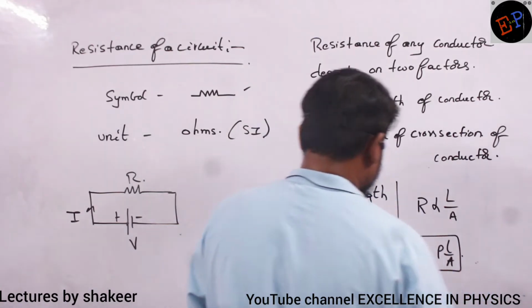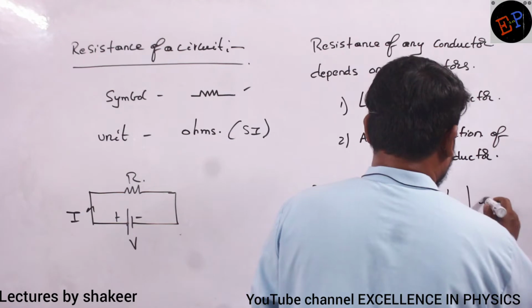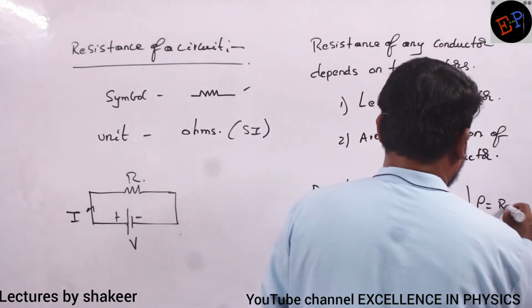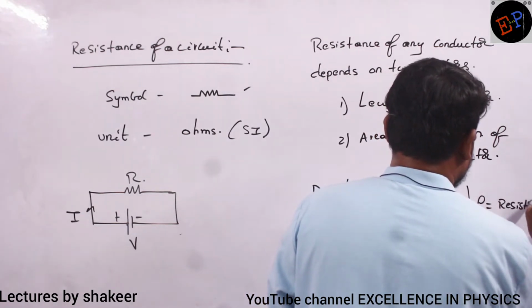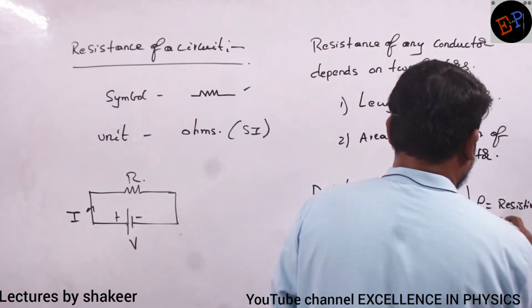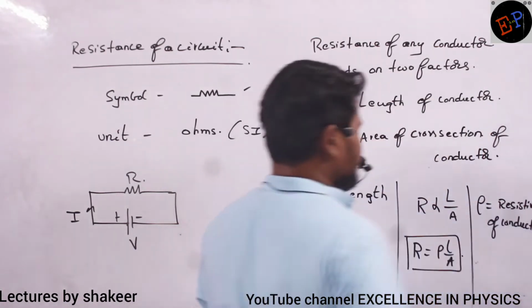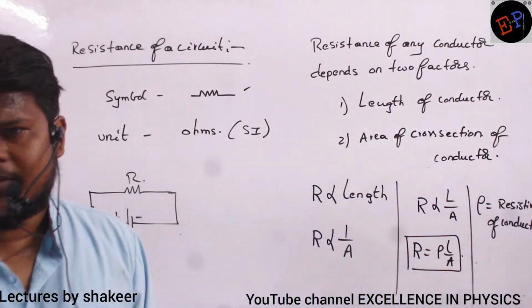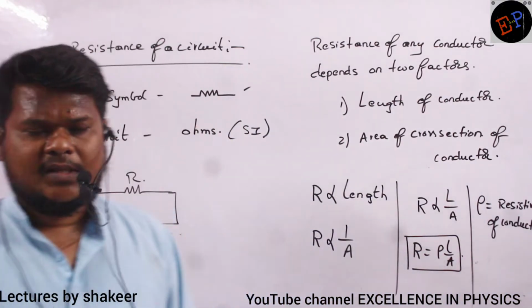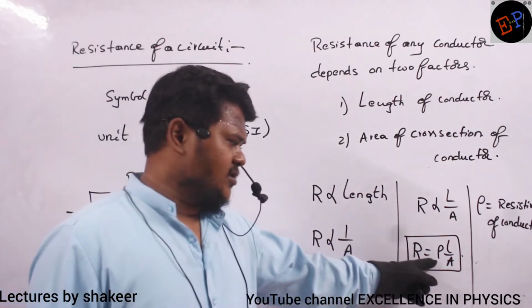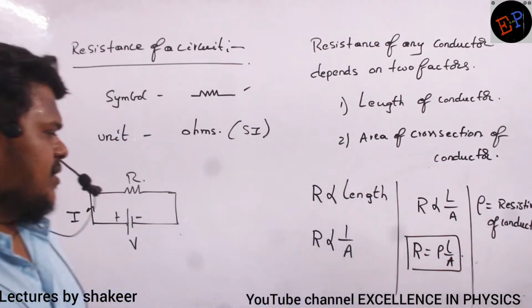And what is this rho called? Rho is called the resistivity of the conductor. Are you able to understand? Rho is a constant of proportionality, and that constant of proportionality is rho, which is called resistivity.